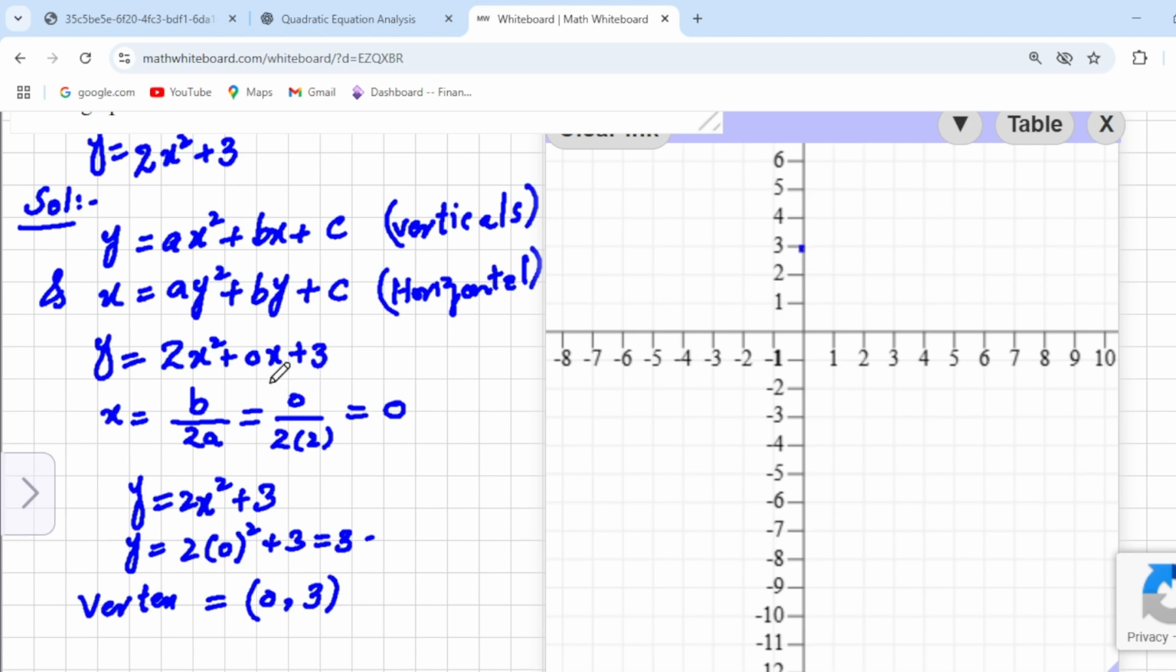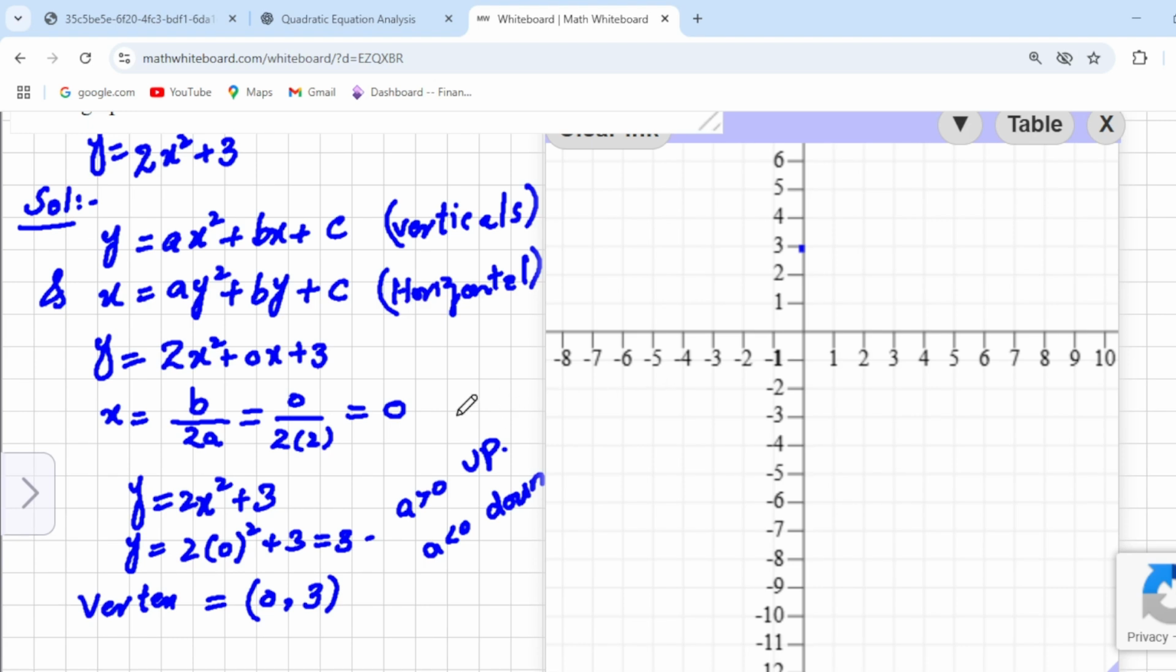First we have to determine whether this parabola is opening downward or upward. You have to remember here that if a is greater than 0, meaning positive, it will open upward. If a is less than 0, it will open downward. I am talking about this parabola, which is in the vertical position. If it is in a horizontal position, if a is greater than 0, it will open on the right side. If a is less than 0, it will open on the left side.